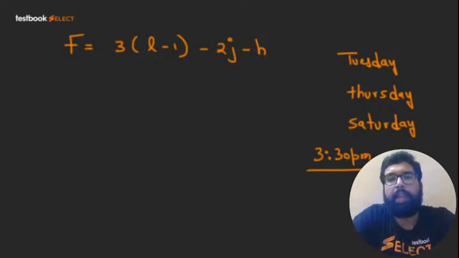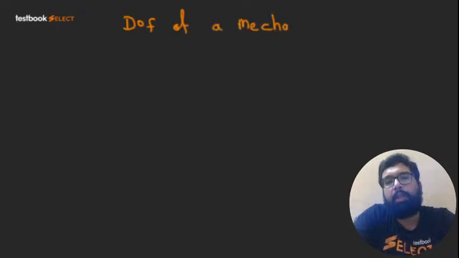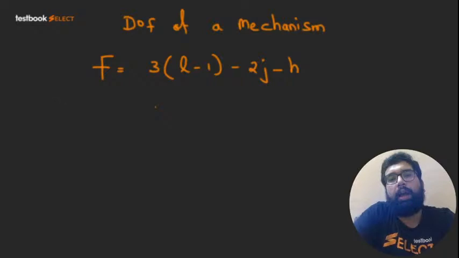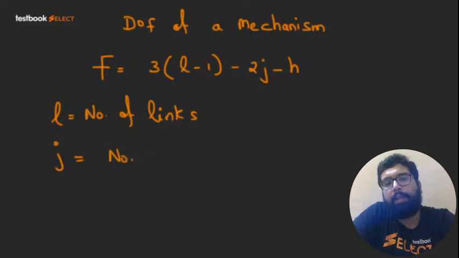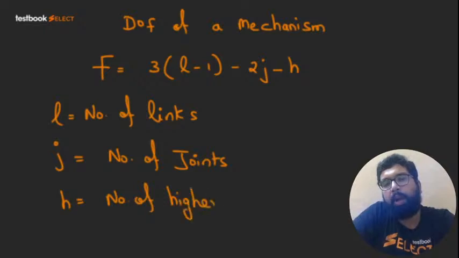In the last session, we saw the equation for the degree of freedom of a mechanism. It is given by this, where L is the number of links in a mechanism, J is the number of joints in a mechanism, and H is the number of higher pairs.